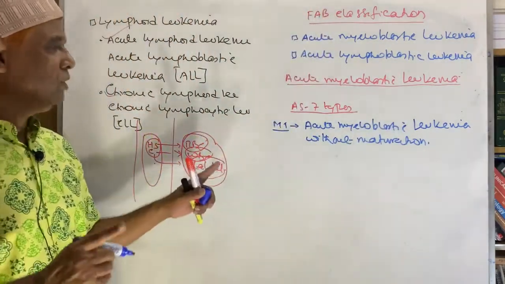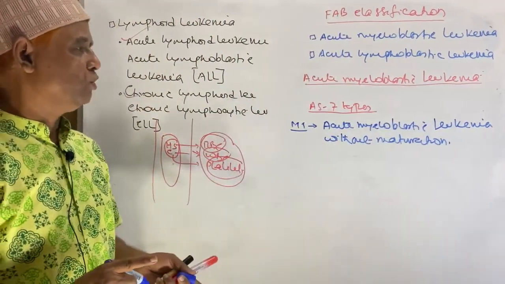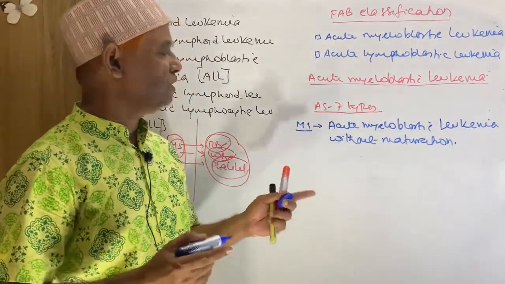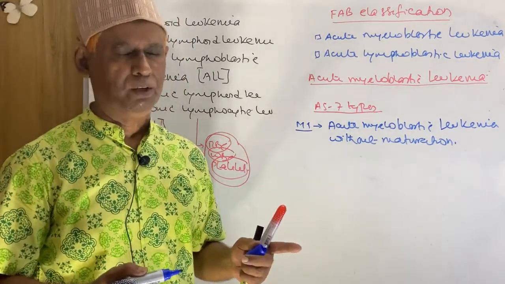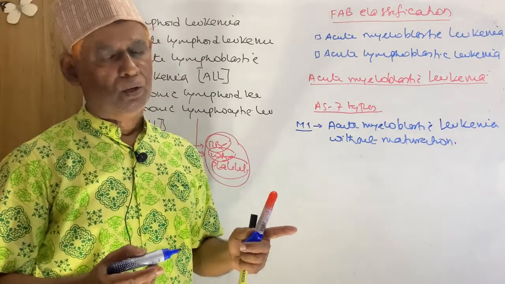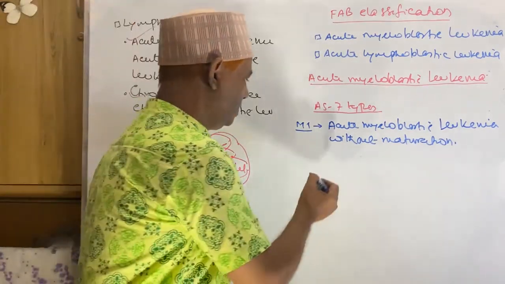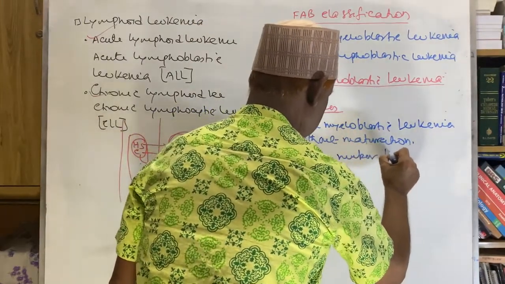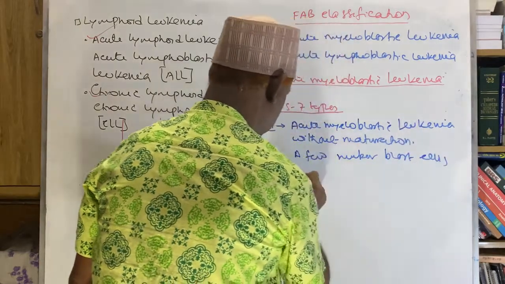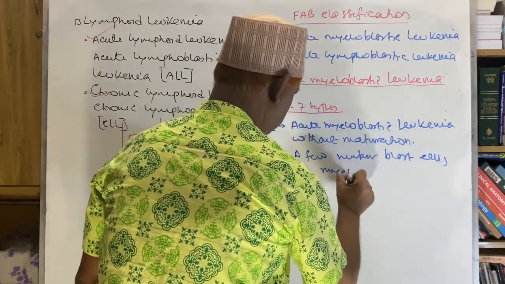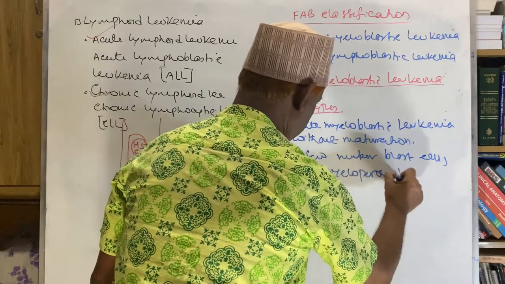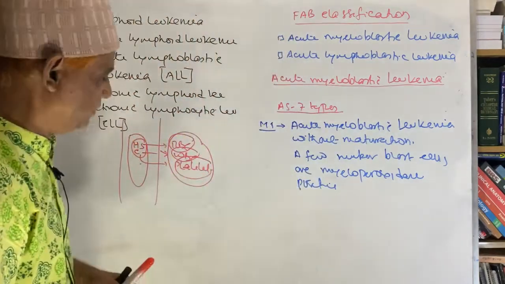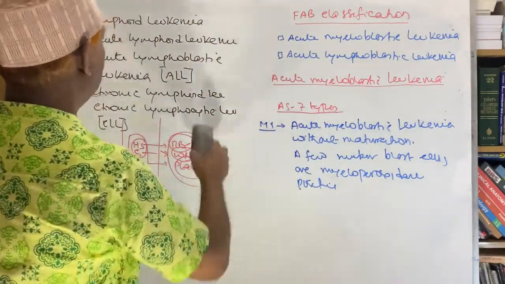What does it mean? In this type of M1 acute myeloblastic leukemia without maturation, of the blast cells that you got, a few blast cells are myeloperoxidase positive, and most of the blast cells are not myeloperoxidase positive. In case of M1, it is called acute myeloblastic leukemia without maturation.